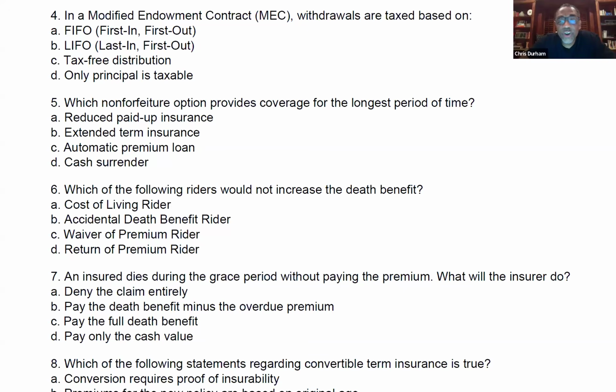Let's talk about it. The question says, which non-forfeiture option gives you the coverage for the longest period? Got it? Yeah. Longest period of time. So from 30 years old to 100 years old or whenever you die, could be 40 years later. Letter A, reduced paid-up. How long does a paid-up policy cover you for?